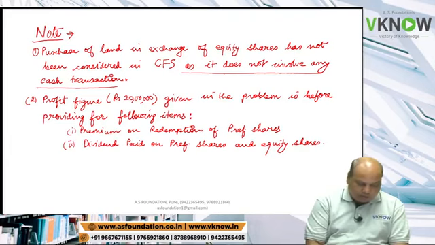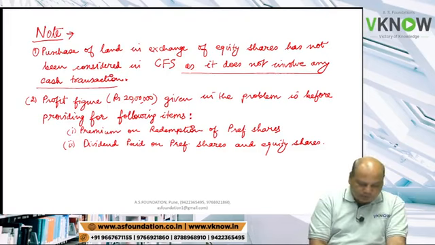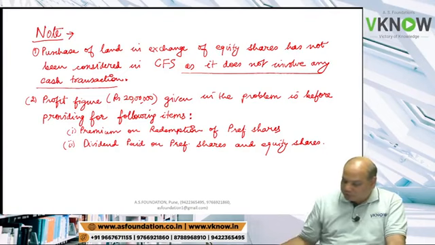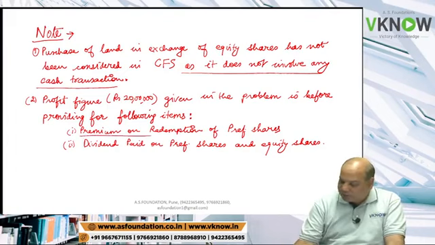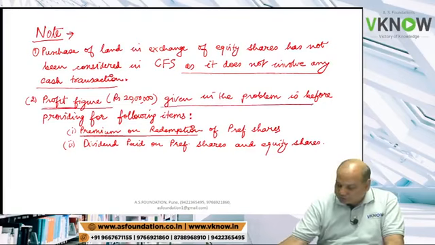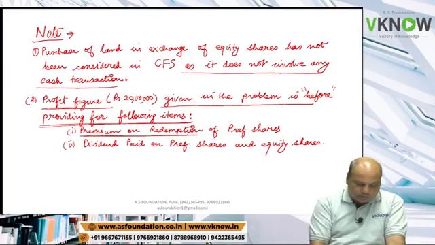So it appears from the question that the profit figure given to you is before charging these two items. So your query is valid. Normally we add premium on redemption to profit, but what I have written, profit figure given in the question is before making provision for following items. So with this assumption, this answer would tally.